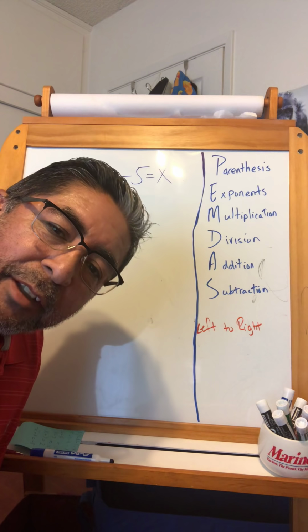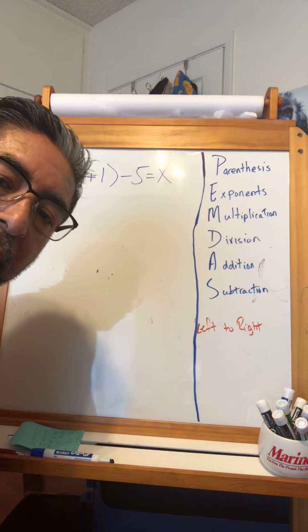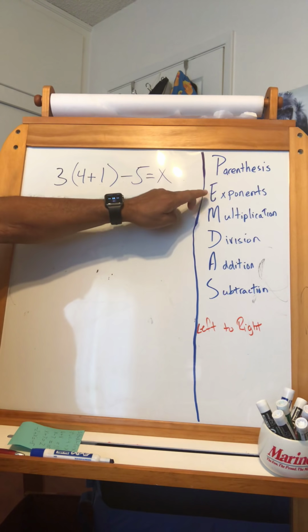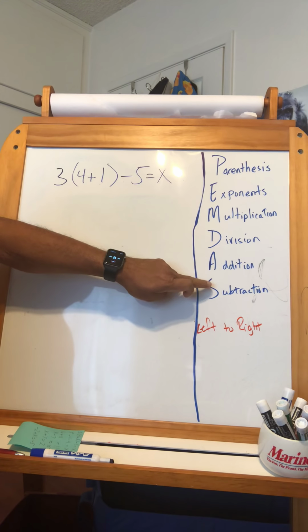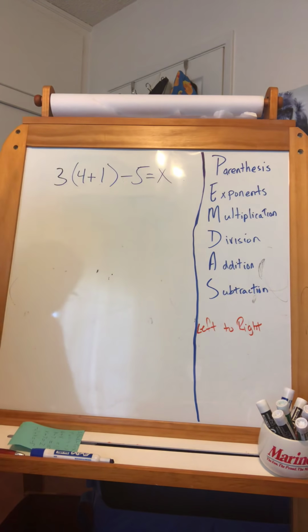We're going to practice solving a couple of equations and how we work across left to right: parentheses, exponents, multiplication, division, addition, subtraction, more or less in that order. All right, so let's get started.